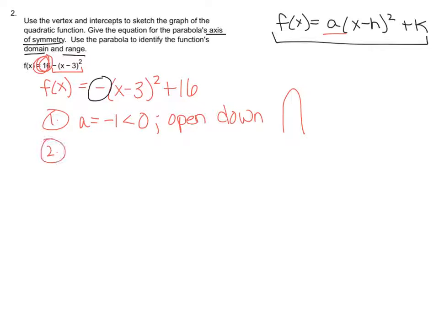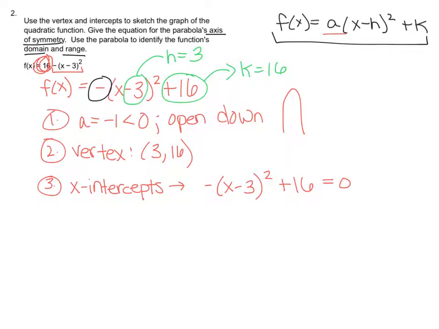Next, we want to identify the vertex. And the vertex is (h, k). So h is the opposite of the number within parentheses, so h equals +3, and k is the same sign of the number being added to the parentheses, so k equals 16. And my vertex is then (3, 16).